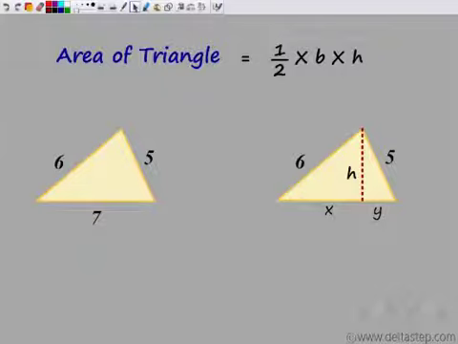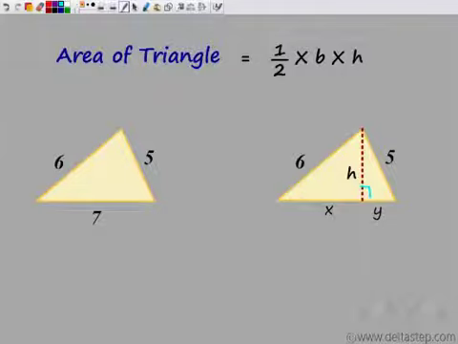Base is fine. I can take any side as the base. Say I take this side, which is the bottommost side, as the base, which is 7. Now if this is my base, what would the height be? How would I be able to find the height? Even if I apply Pythagoras theorem, I know that height is perpendicular. Now here I cannot apply Pythagoras because both the sides are unknown.